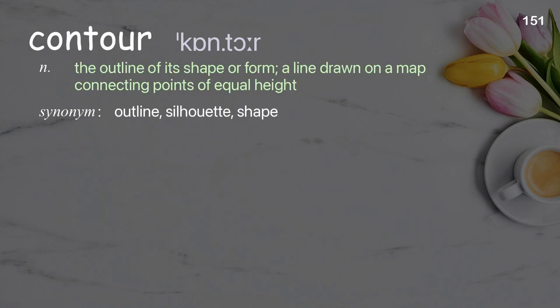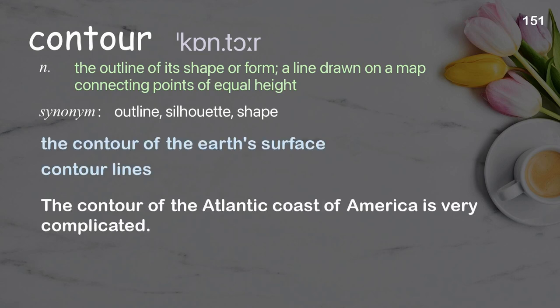Contour: the outline of its shape or form, a line drawn on a map connecting points of equal height. Examples: the contour of the Earth's surface, contour lines. The contour of the Atlantic coast of America is very complicated.